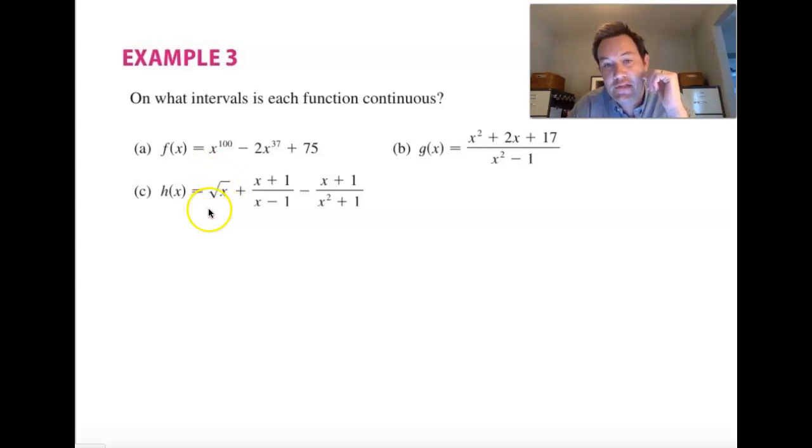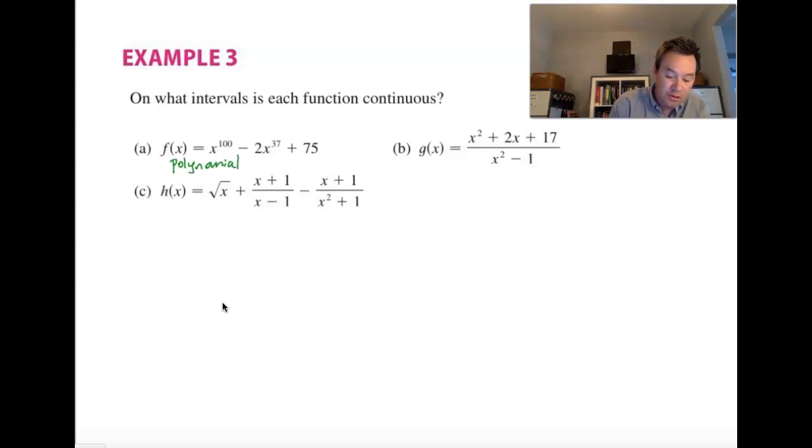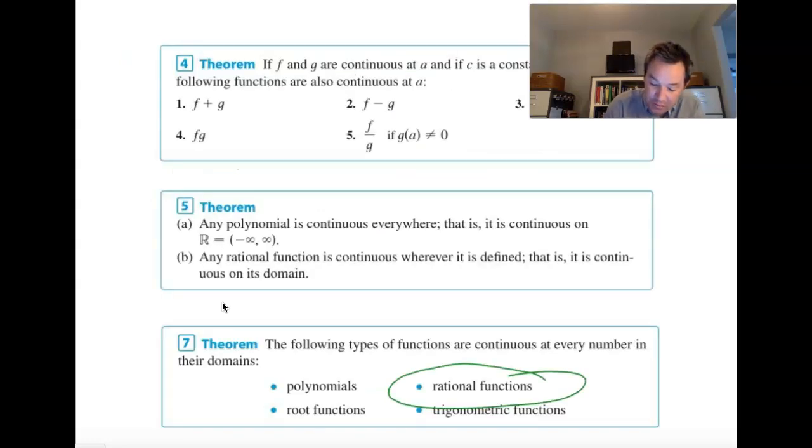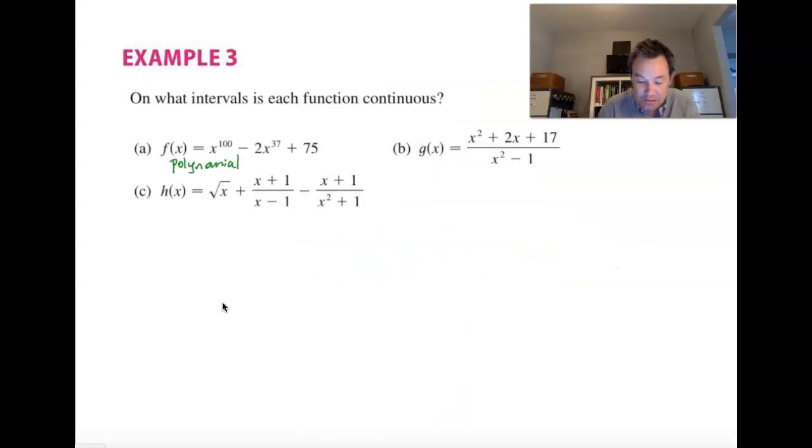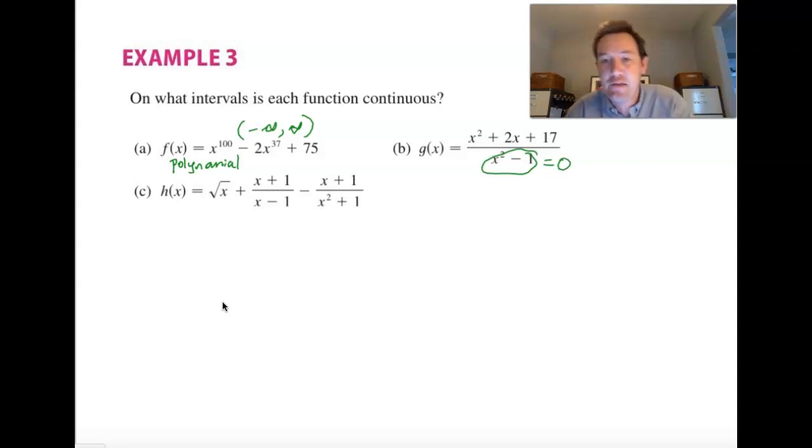Okay, this one, on what intervals is each function continuous? So the first one is just a straight up polynomial. You noted on that previous slide that polynomials are continuous everywhere. So right away, just identifying it as a polynomial, we know that it's continuous on the interval negative infinity to positive infinity. So b is a rational function, so it will be continuous on its domain. For rational functions, to determine their domain, you're setting the denominator equal to 0 and solving. Whatever values you solve for, you have to exclude those from the domain. Every other number is part of their domain.